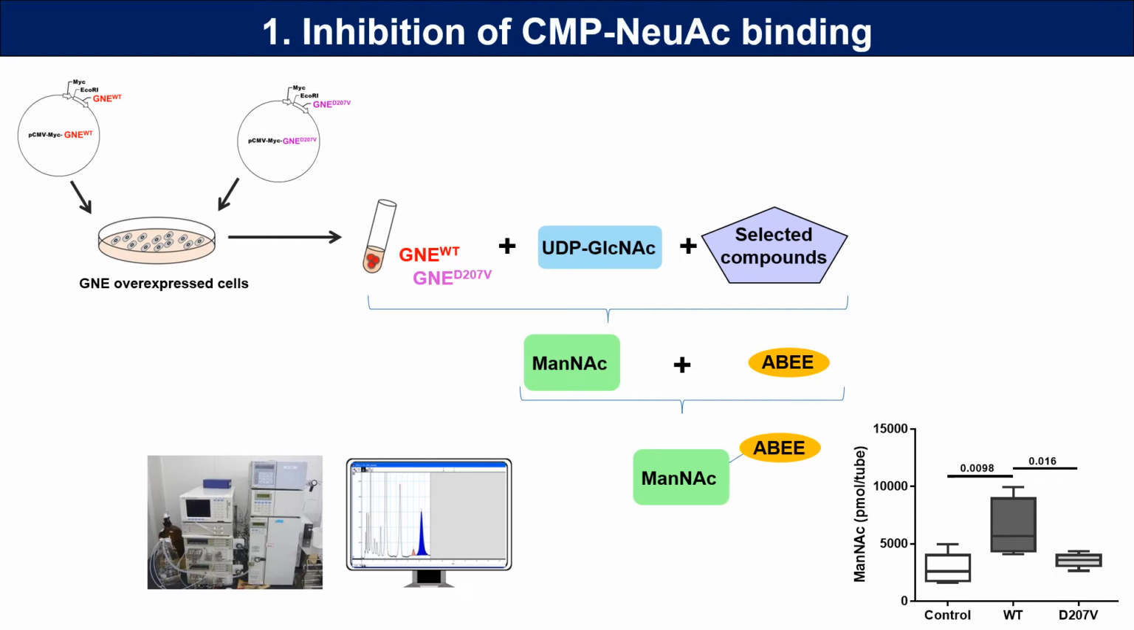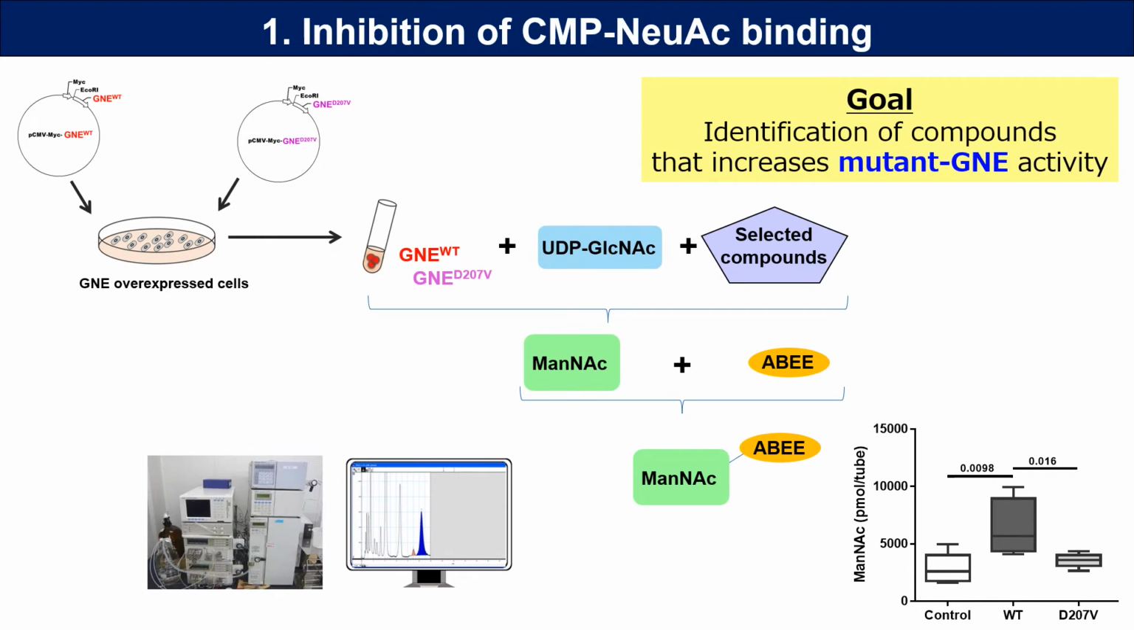And please see the figure in the right side, the right below figure. Using this method, ManNAc production was significantly low in mutated GNE compared to wild-type, normal GNE. So it was about 30% of wild-type GNE. So the primary goal of our assay was to find compounds that increase mutant GNE enzyme activity.